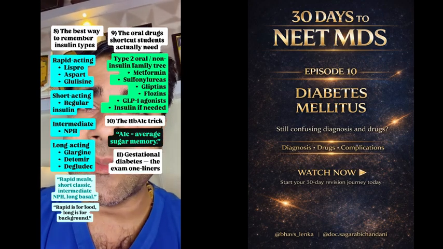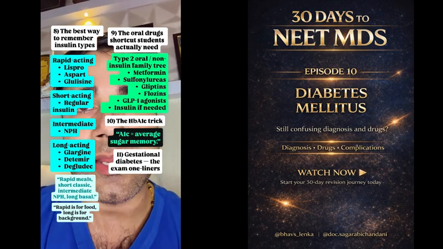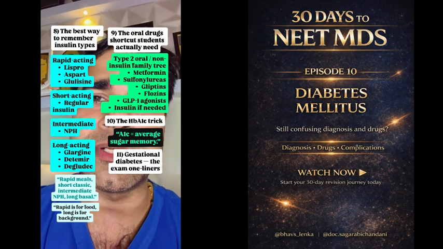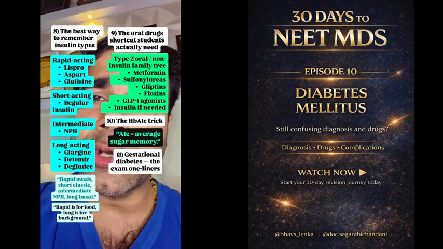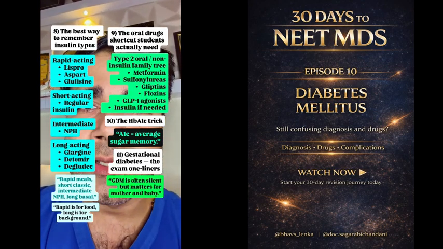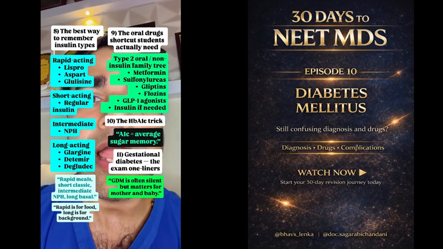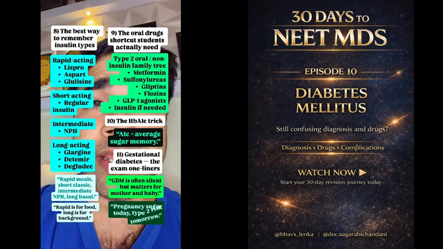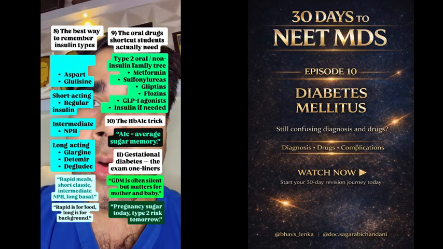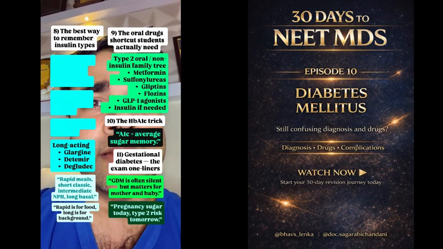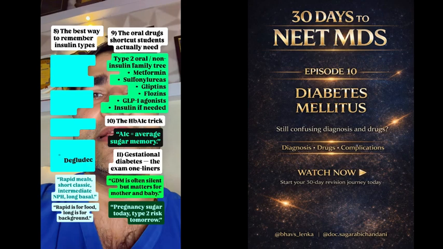Next, gestational diabetes, the exam one-liners. CDC notes gestational diabetes usually has no obvious symptoms and screening is commonly done during pregnancy. So the easy line is, GDM is often silent but matters to the mother and the baby. High yield memory, pregnancy sugar today, type 2 risk tomorrow. A history of gestational diabetes increases later the risk of type 2 diabetes.